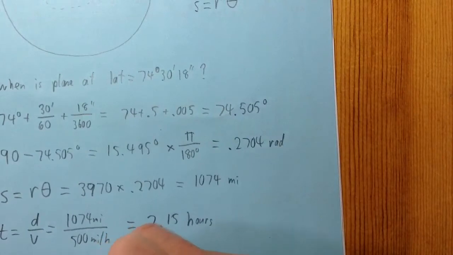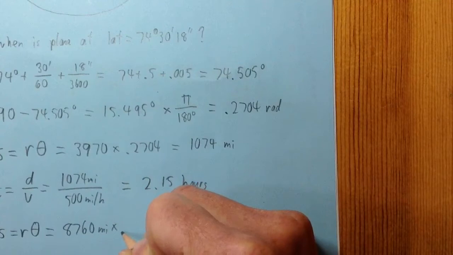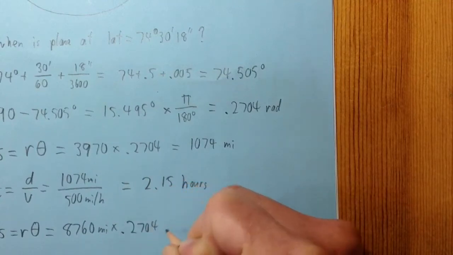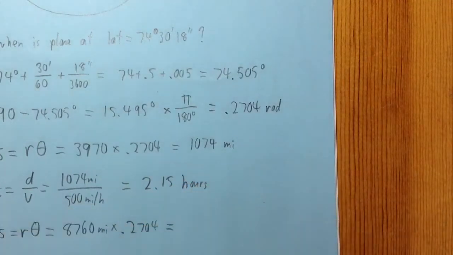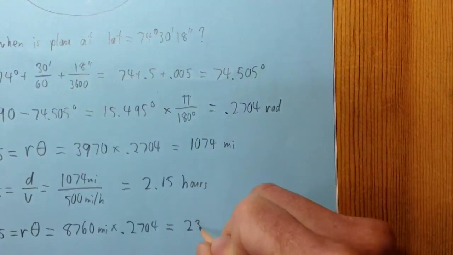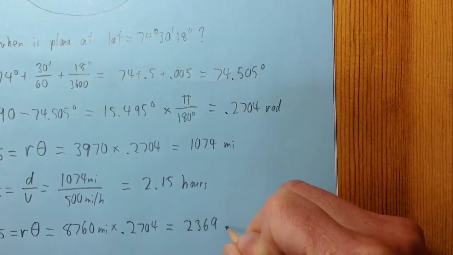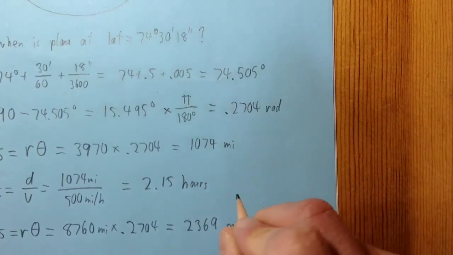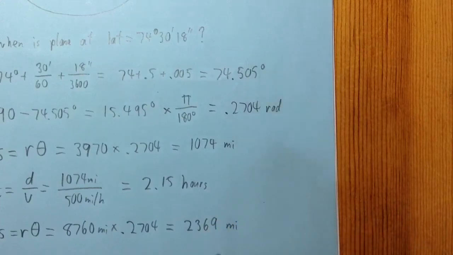So, 8,760 miles times our angle, which was 0.2704 radians. 8760 times 0.2704, I get 2368.7, let's say 2369 miles. That's how far it went. We know it did that in 2.15 hours because they stay above each other.